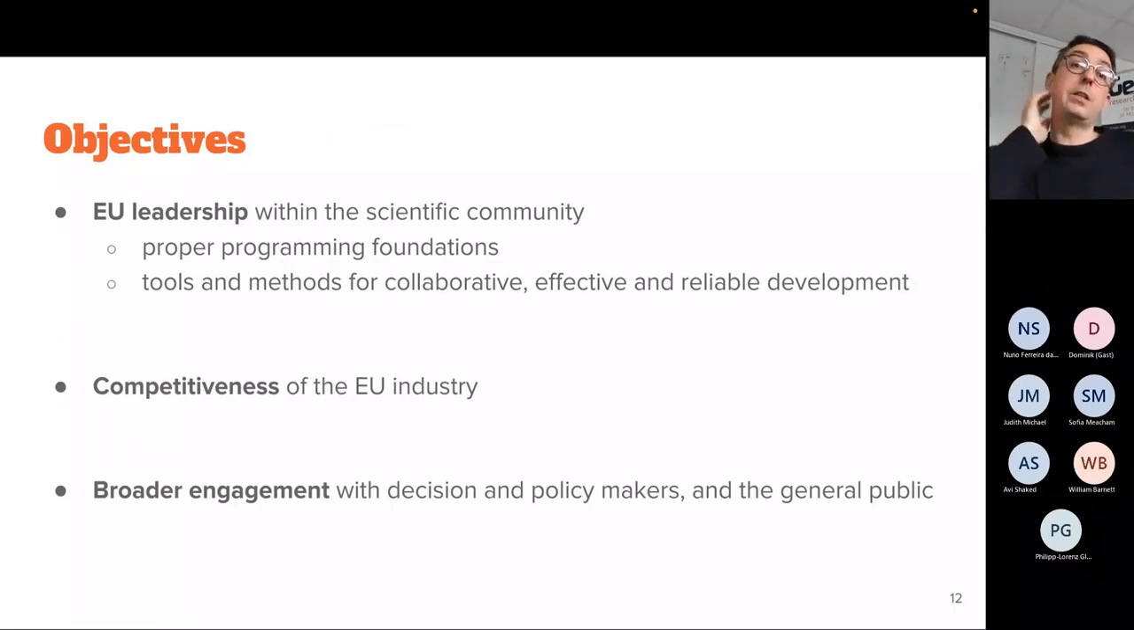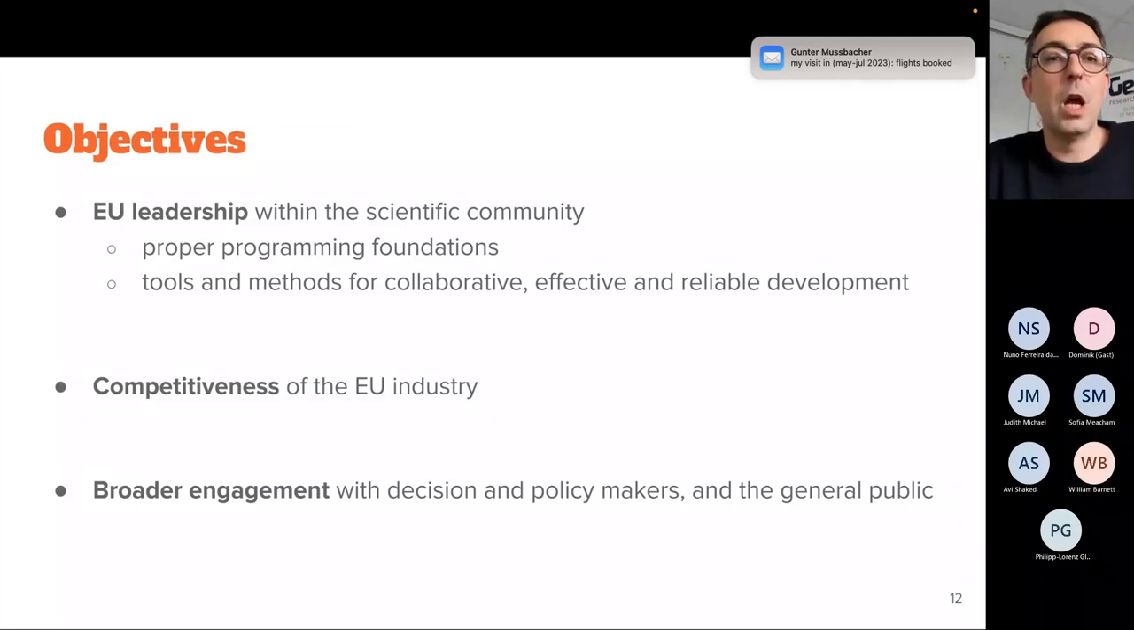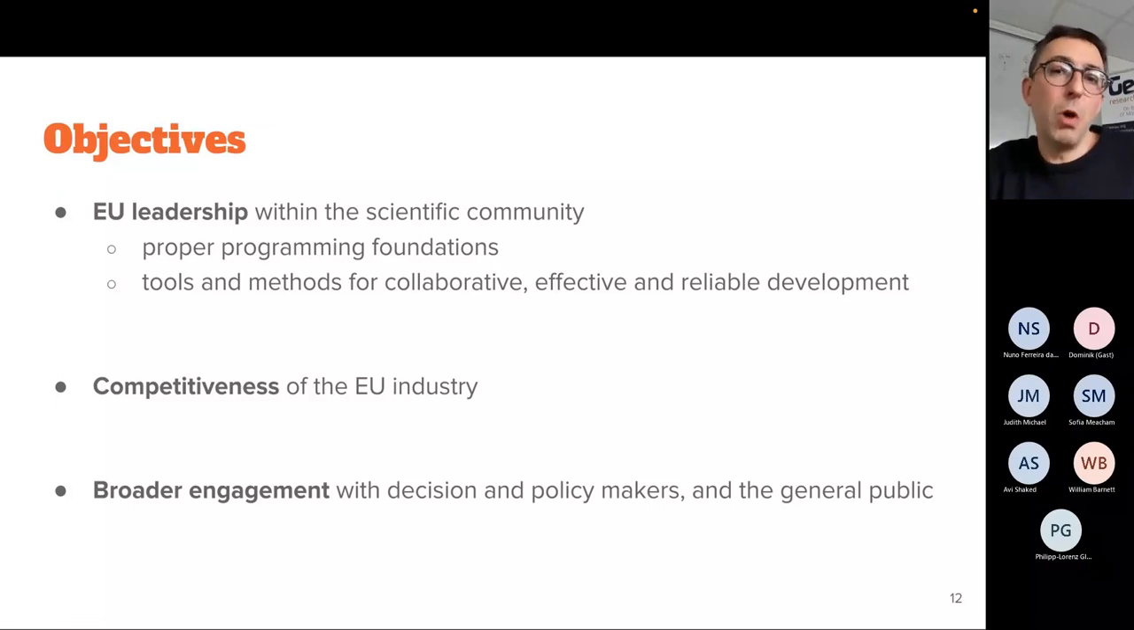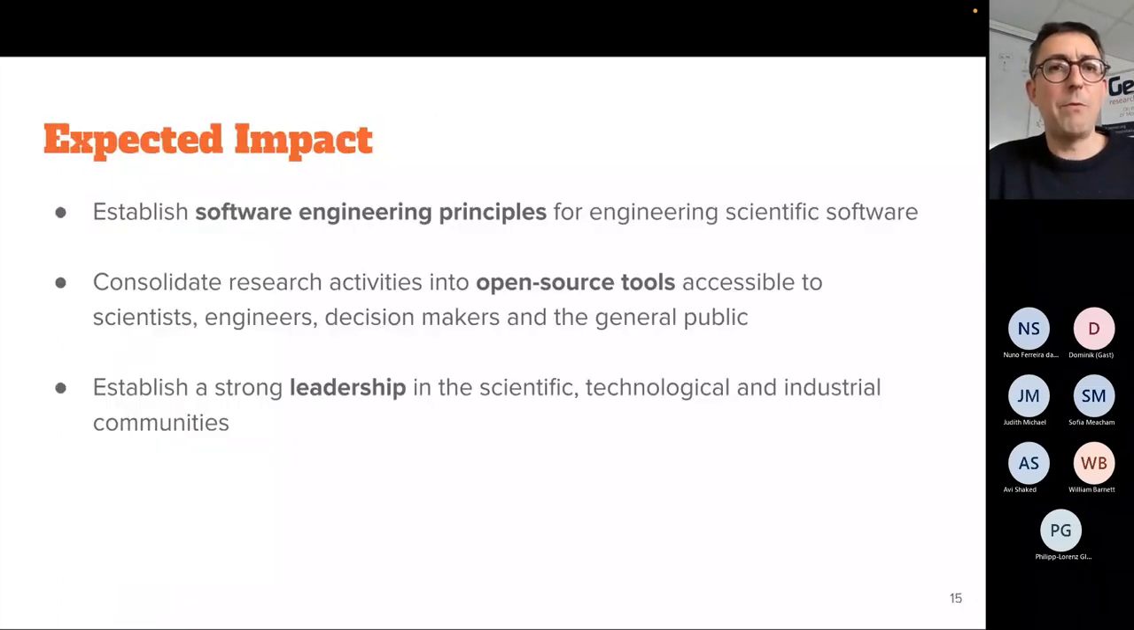So it's a lot of opportunities, and for us, I think there are very important objectives for these actions, such as having European leadership in the scientific community, but not only in the scientific community, also in industry. So if we want to keep the competitiveness of the European industry, and of course to have a broader engagement from our decision and policy makers, but also from the general public. I think that's it. I will skip this.